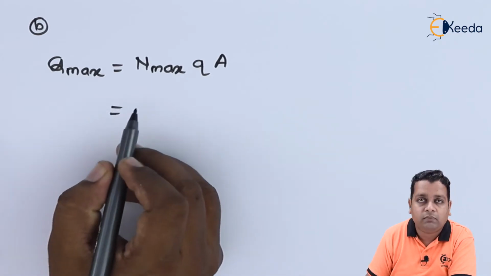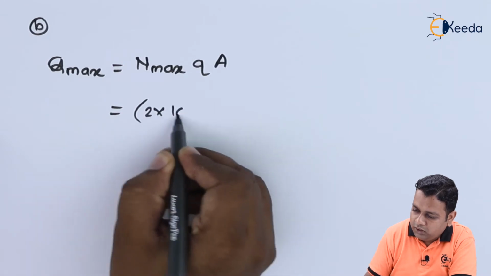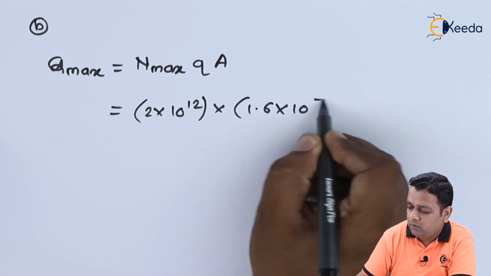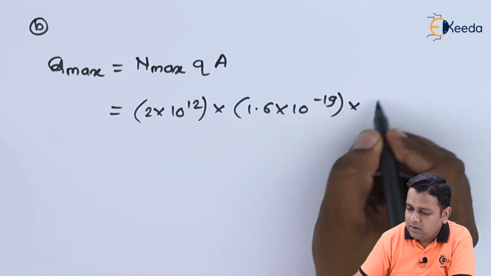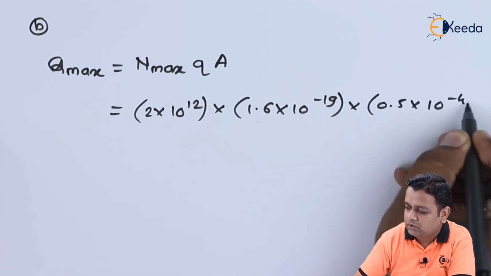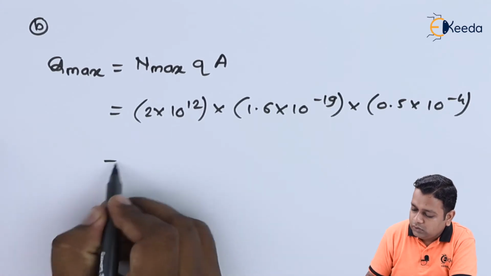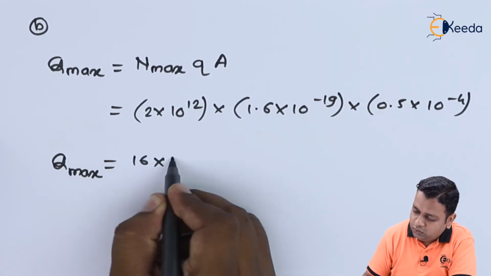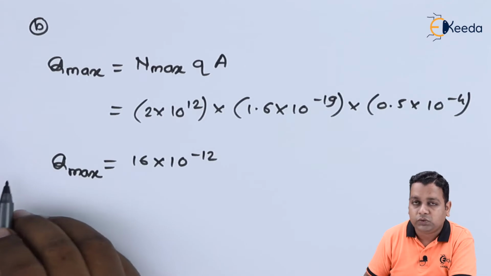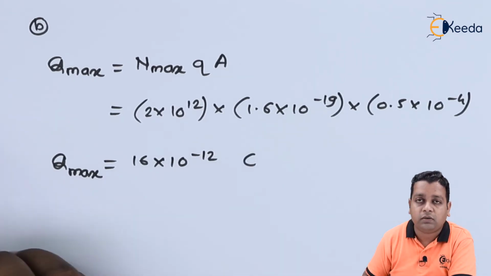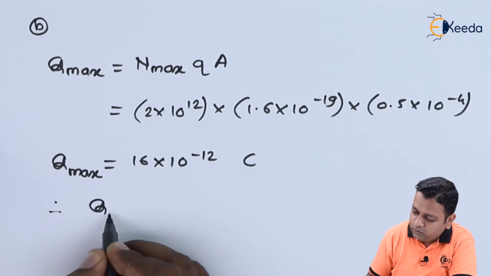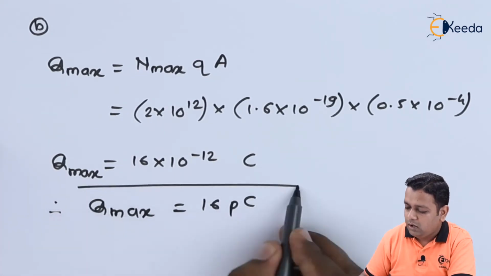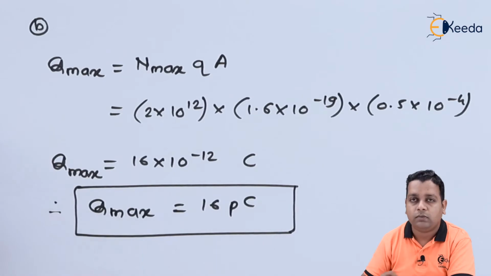So this gives the next step by substitution of 2 into 10 raised to power 12 in place of N max, into 1.6 into 10 raised to power minus 19 in place of Q, and 0.5 into 10 raised to power minus 4 in place of capital A. So this results into Q max is equal to 16 into 10 raised to power minus 12. As Q is the charge, we measure it in terms of coulombs. We can also represent Q max as 16 picocoulombs. So I outline this particular answer for part B here.